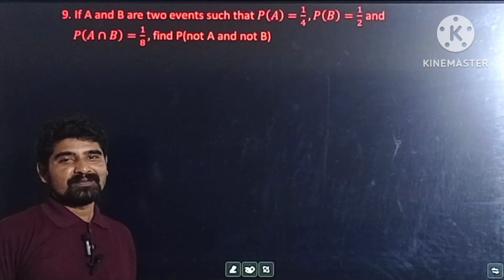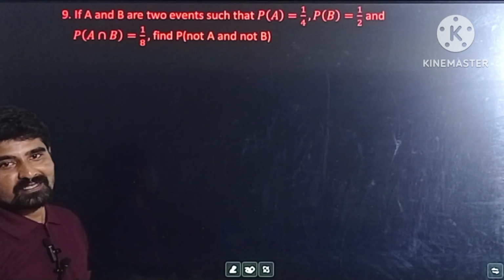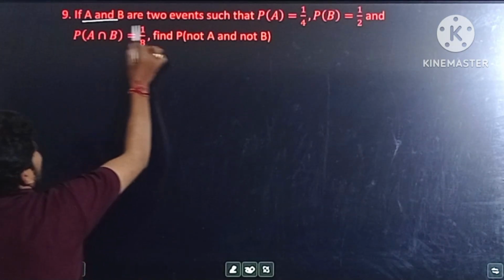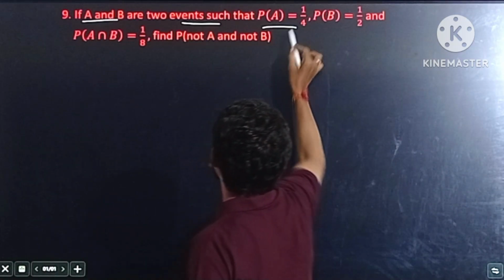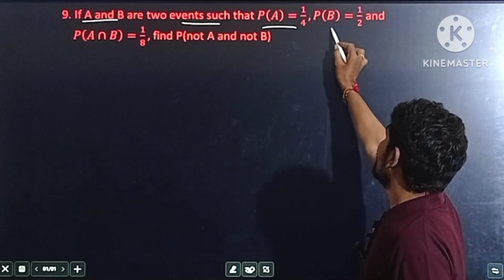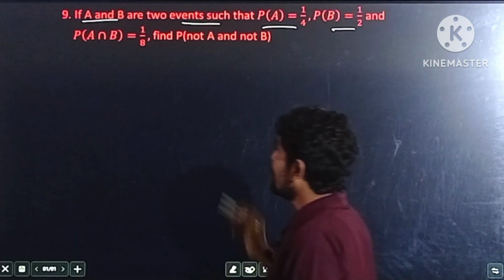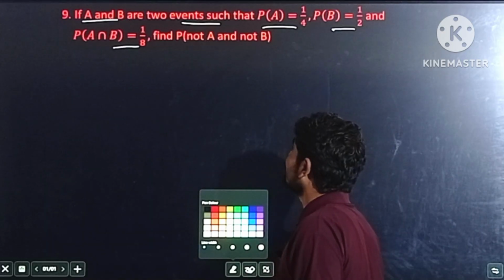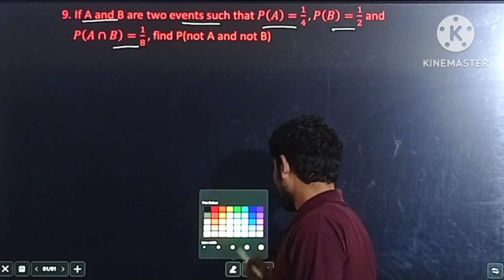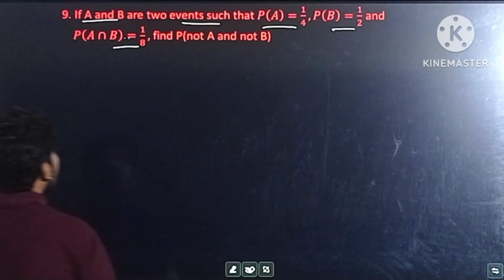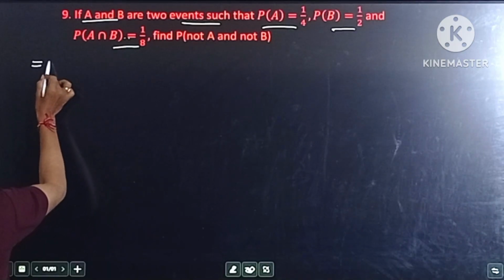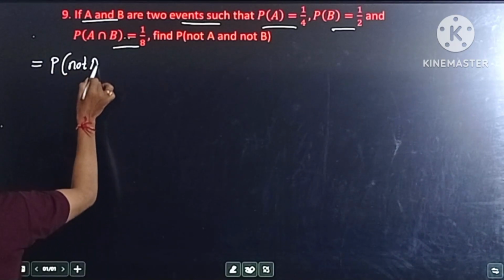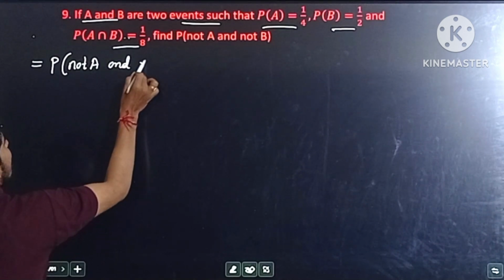Hi students, here is the ninth question of exercise 13.2. The question is: if A and B are two events such that probability of A is equal to 1 by 4, probability of B is equal to 1 by 2, and probability of A intersection B is equal to 1 by 8, then we need to find the probability of not A and not B.